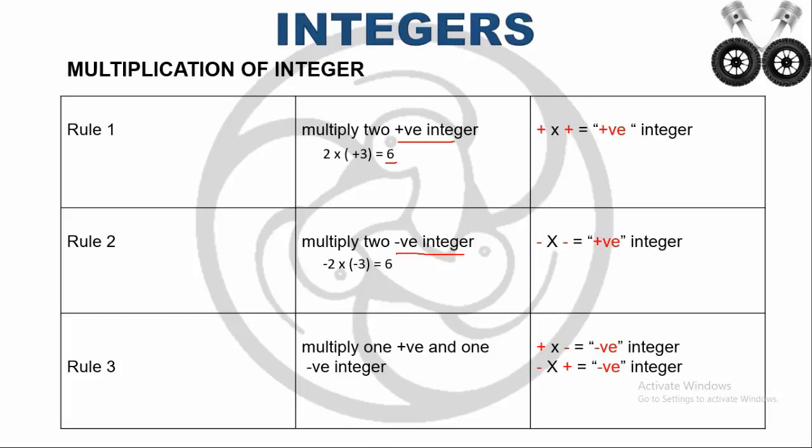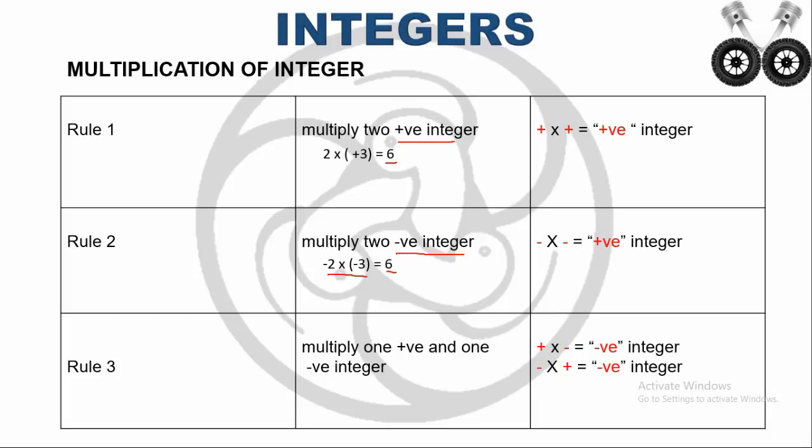So for example, minus 2 into minus 3. Minus 2 and minus 3 are the two negative integers. So what is the product of 2 into 3? 2 into 3 is 6, and I have to put the positive sign. So the answer is plus 6.